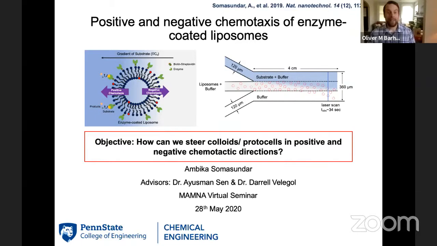Hi, everyone. Today, we're joined by Ambika Somasundar, who's presenting on her research in the area of active matter and colloidal motors. Ambika is a fourth-year chemical engineering grad student at Penn State. She works under the advisement of Dr. Ayusman Sen and Dr. Darrell Velegol. Previously, she received her BS in chemical and biomolecular engineering from the National University of Singapore in 2014. In addition to her role as a grad student, scientist, and researcher, she also practices and performs Indian classical dance. Ambika, take it away. Thank you, Oliver, for that introduction.